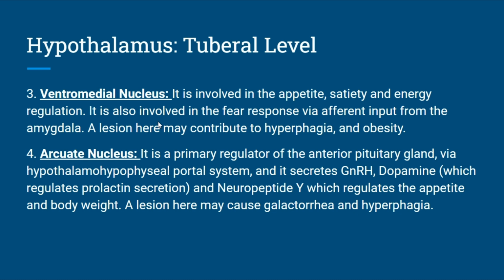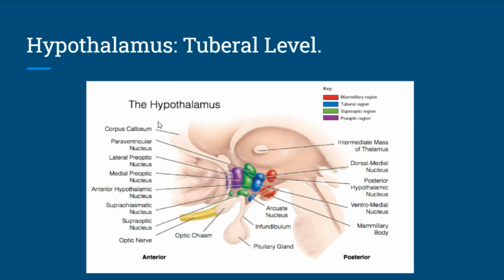And the fourth nucleus in the hypothalamus tuberal level is the arcuate nucleus, which is a primary regulator of the anterior pituitary gland via the hypothalamo-hypophyseal portal system, and it secretes GnRH, dopamine, which regulates the prolactin secretion, and neuropeptide Y, which regulates the appetite and body weight. A lesion here may cause galactorrhea and hyperphagia.